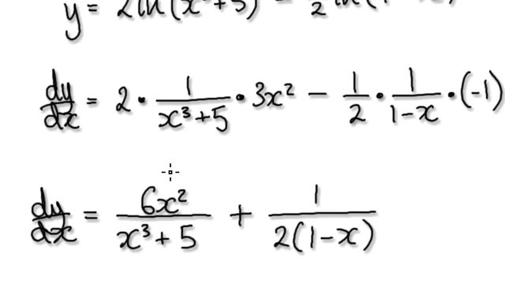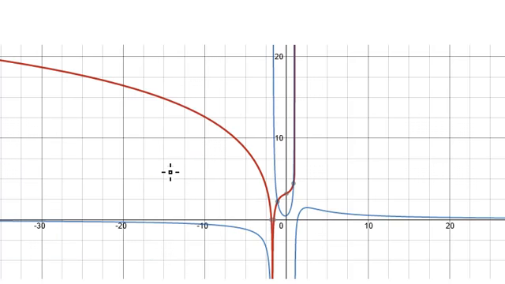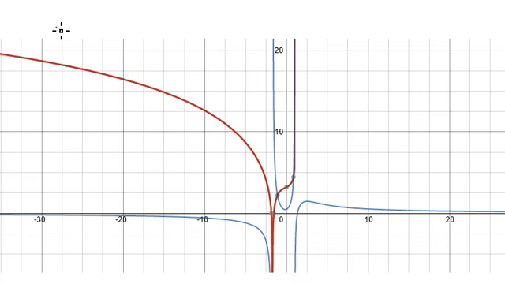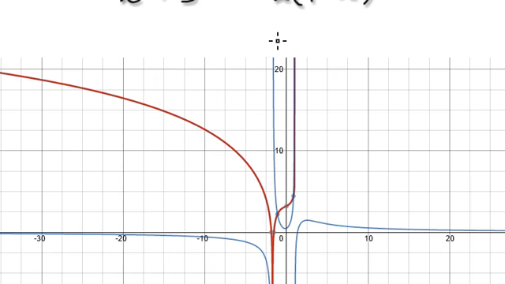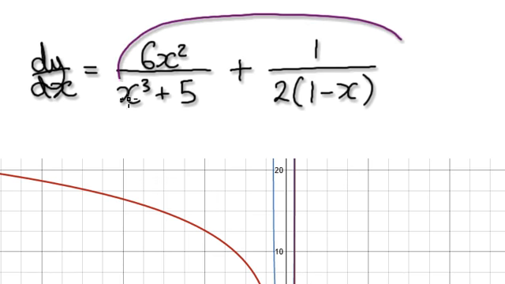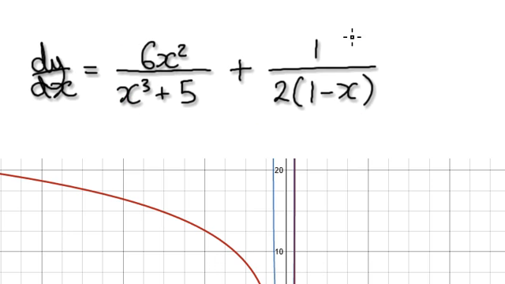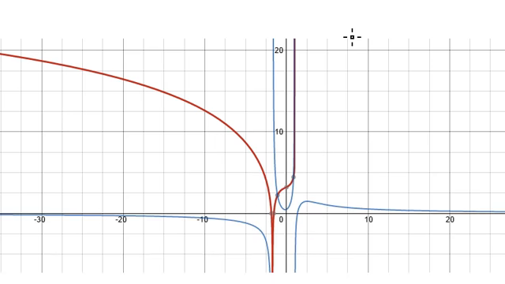So get a graph plotter, plot the 2 graphs. The red line here represents our original y equals blah blah blah. The blue line here, I don't know if you can see, represents our derivative. The blue line here represents this. Okay, so looking at this, double check everything.